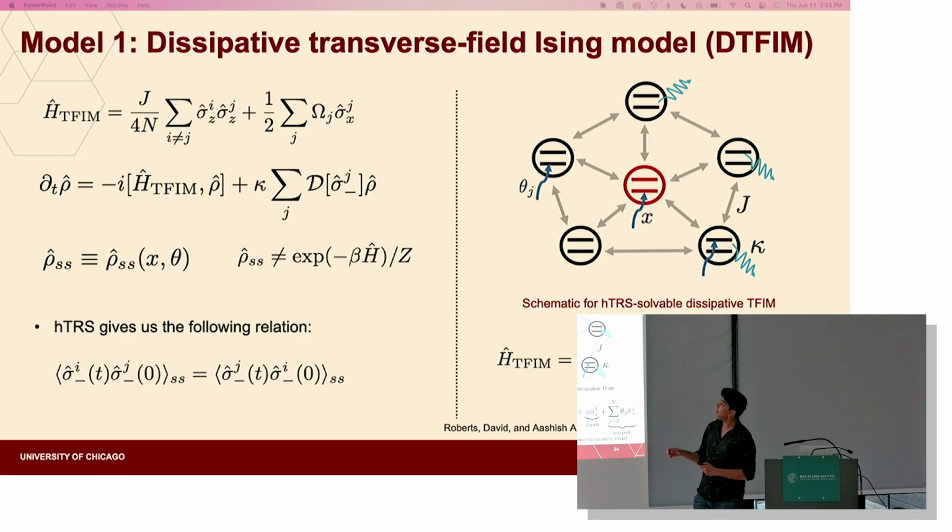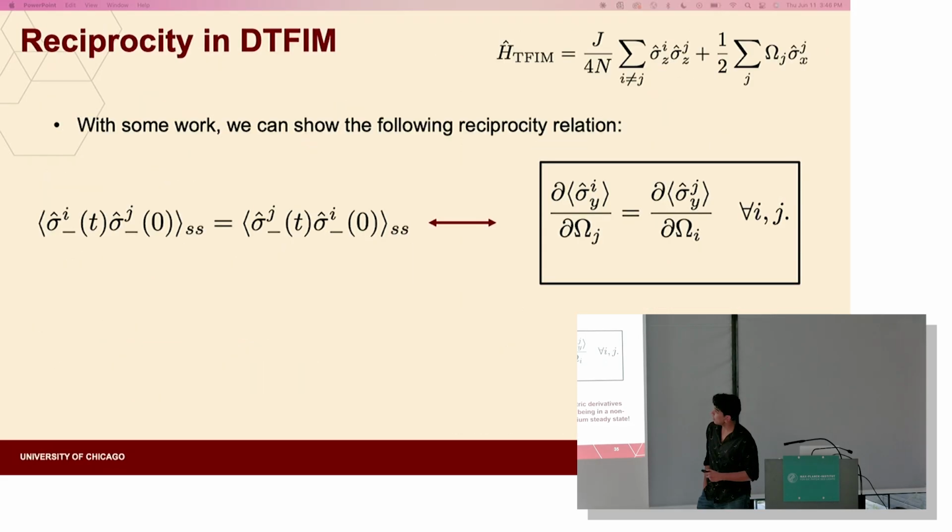Great. So model one is a dissipative transverse field Ising model, and the idea is all-to-all coupling, and I have some disordered drives where I encode all my information. I can encode my inputs here, training parameters. This has the following symmetry relation between the lowering operators, and the important fact is the symmetry relation gives us a reciprocity that we want to do EP.